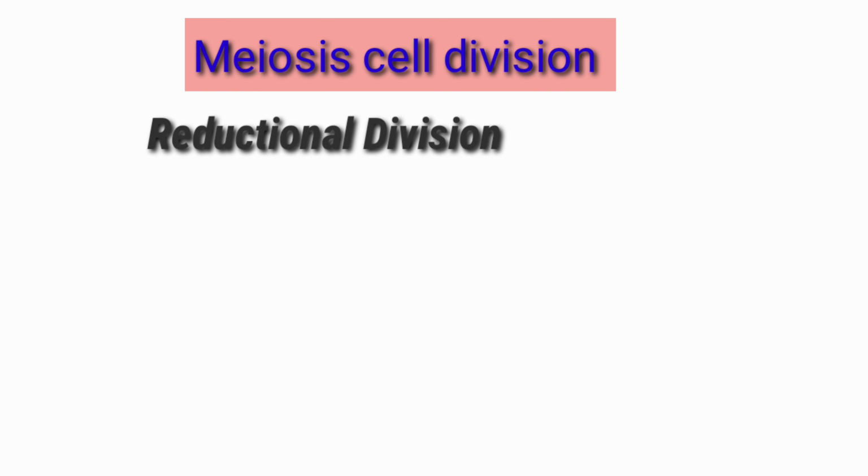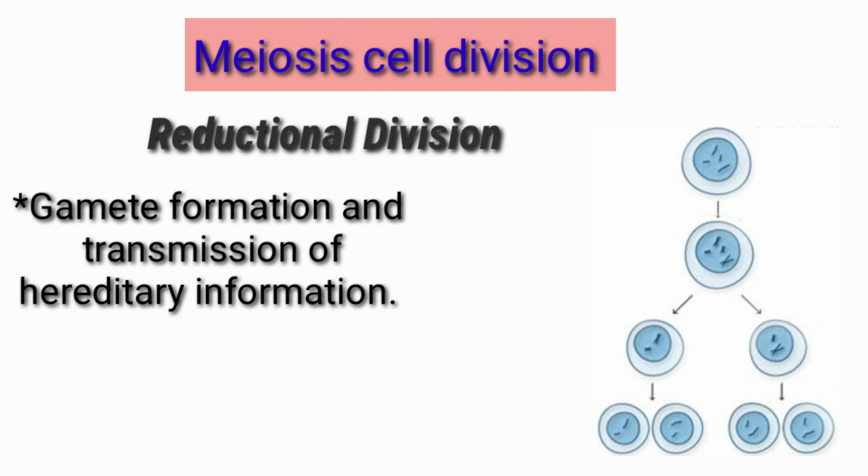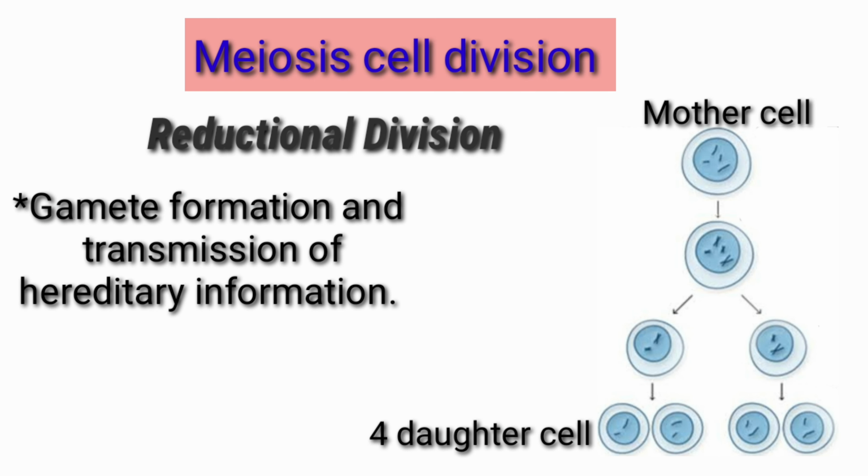Today's topic is meiosis cell division. This is a reductional division. This type of cell division is basically meant for gamete formation and transmission of hereditary information. After completion of meiosis cell division, ultimately four daughter cells are formed.